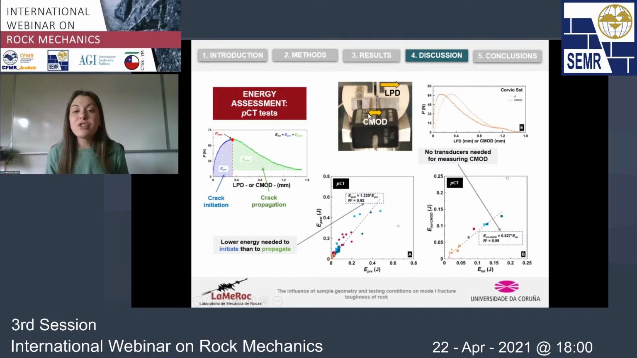And since we also measured the crack mouth opening displacement, we compared the shape of the curves, plotting the load against the load point displacement or the crack mouth opening displacement, and computing the area below, the total energy measured in both cases. We observed a very good correlation between these two magnitudes, so for the PCT there won't be a need of using transducers for measuring crack mouth opening displacement as long as we apply this correction factor. This can be really useful when we are testing small size samples in which we don't have much space to attach the clip gauge.